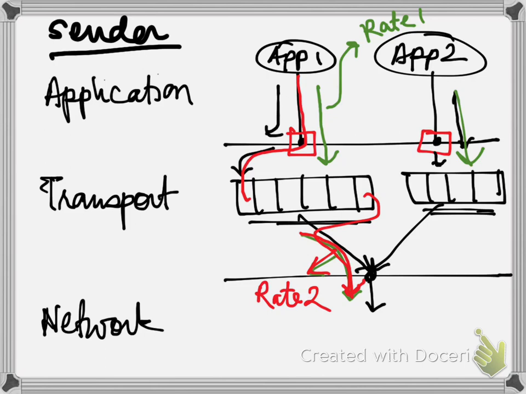No. What happens is that it may happen that this is very fast, so the buffer gets filled up quite fast. And this may be slow, so the buffer is full before the transport layer can transmit to the network layer. So now when the application layer tries to add new data to the buffer here, it finds that the buffer is full.